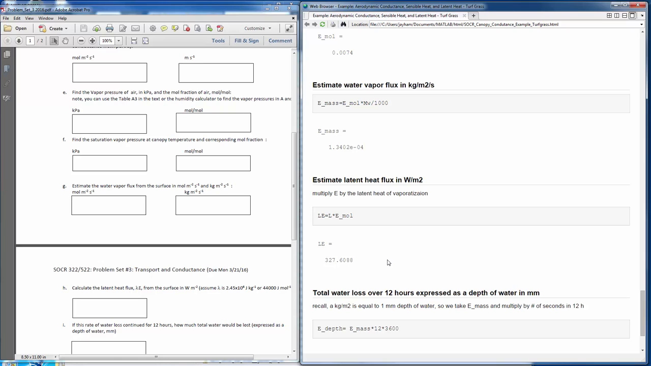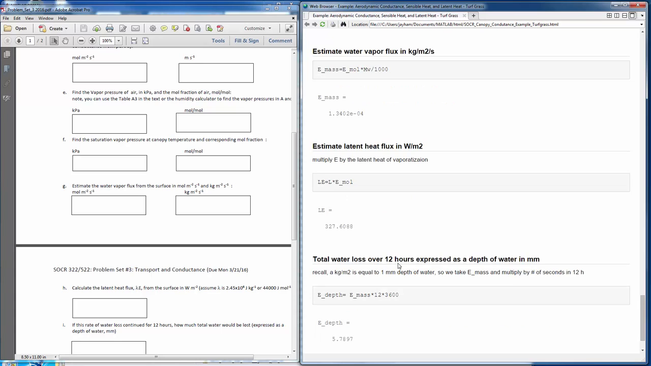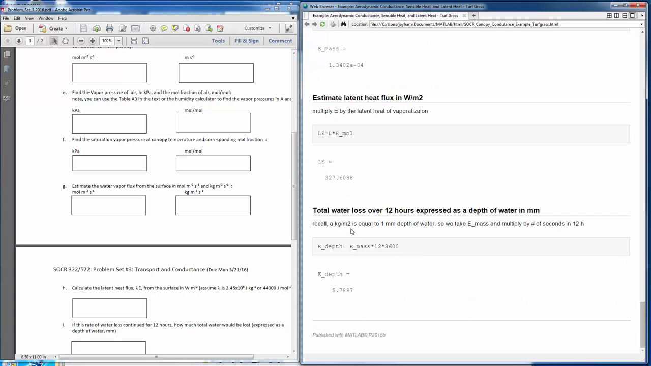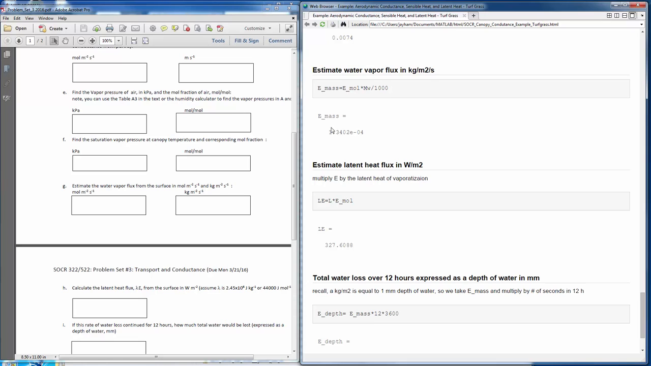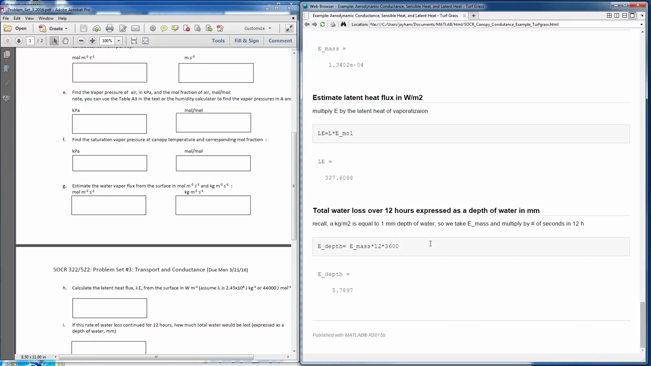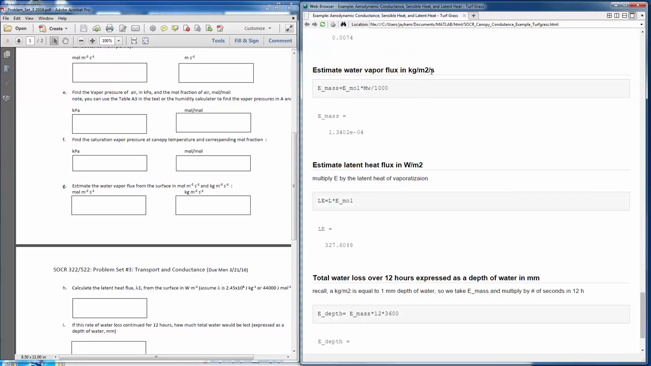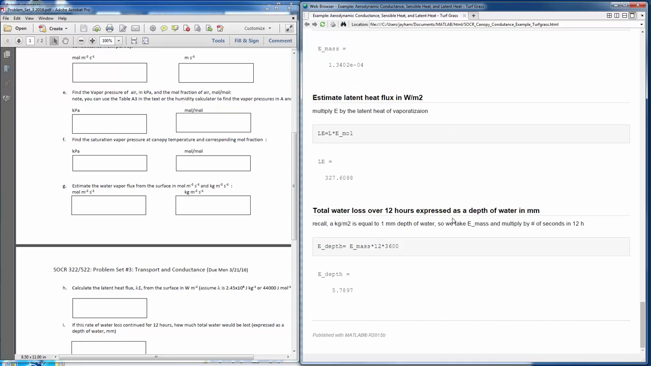So again, we've expressed it in terms of a mass flux and in terms of an energy, but a lot of us are interested in hydrology. We want to relate it back to a depth of water. Recall that a kilogram per meter squared of water is equal to 1 millimeter depth of water. So all we have to do is take our evaporation that we calculated in terms of mass, kilograms per meter squared per second, and multiply it by the number of seconds over 12 hours. So that's what I did here. And I got a depth of water of 5.78 millimeters.